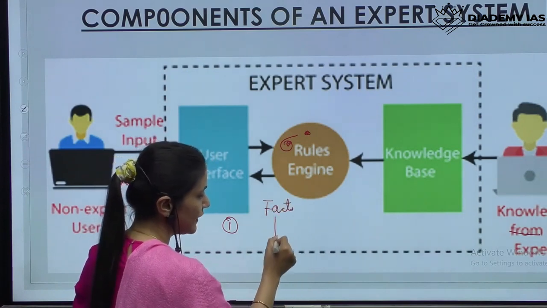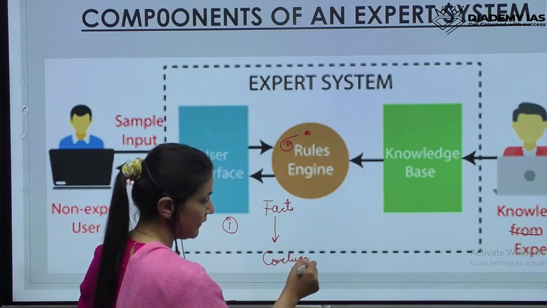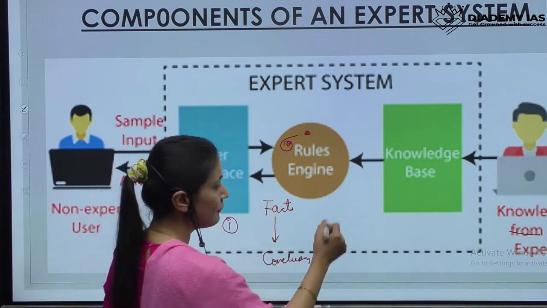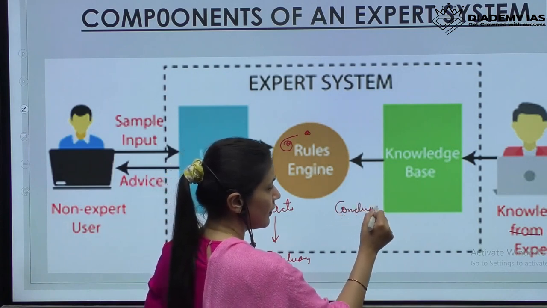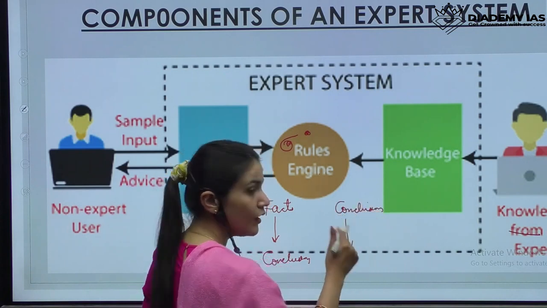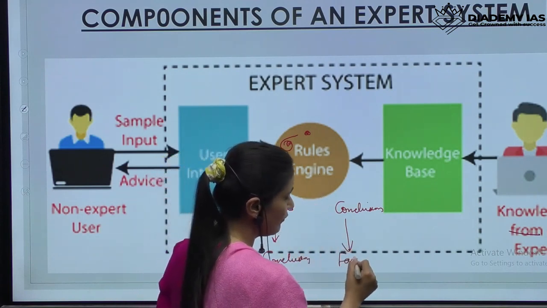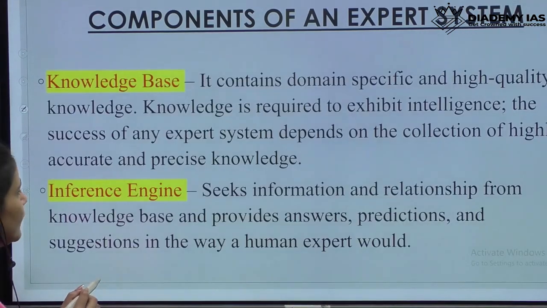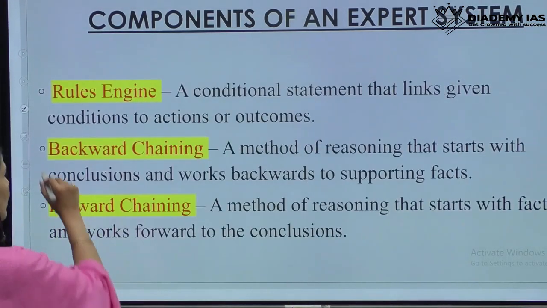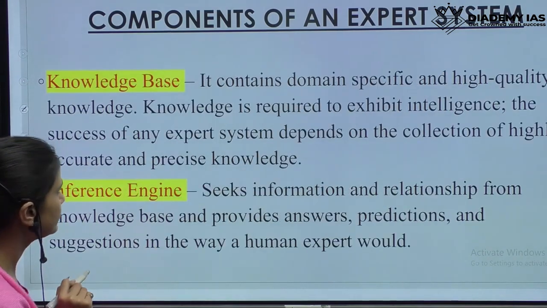From the facts, we go to the conclusion. There is a chain maintained, right? One by one. Then sometimes from the conclusion, we do the bottom-up approach, we move on to the facts. This is the concept of backward and forward chaining that you are going to study here, right?